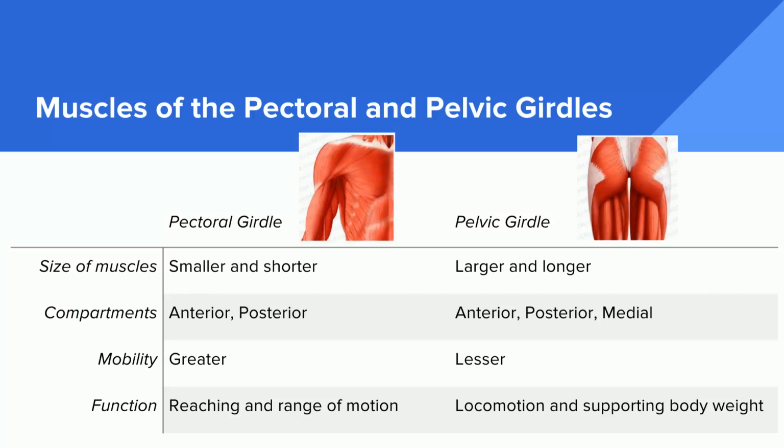The pectoral girdle generally exhibits smaller and shorter muscles than those of the pelvic girdle. For instance, we see this with the generally small rotator cuff in the upper body versus the largest muscle in the body, the glutes, in the lower body. The pectoral girdle also only consists of two components, the anterior and posterior, where the pelvic consists of anterior, posterior, and medial. The pelvic girdle is also known to be more firmly attached to the skeleton than that of the pectoral girdle.